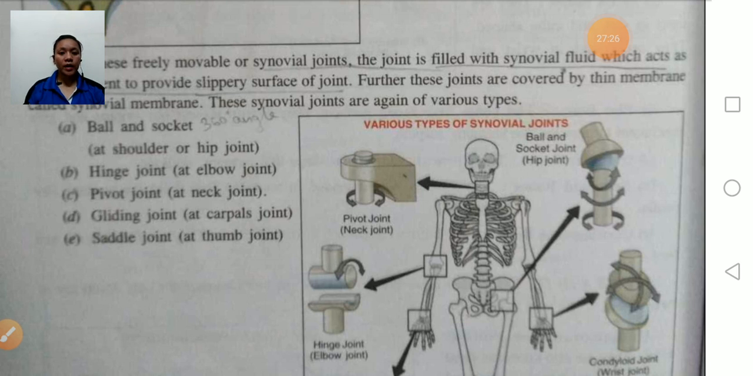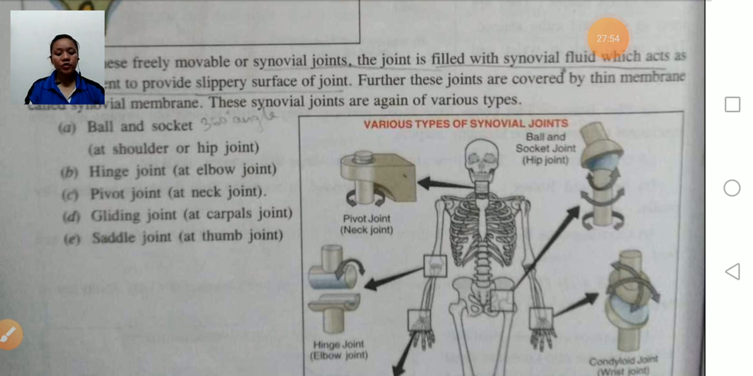Next is the pivot joint. The pivot joint is present at the neck, and it provides rotation movement. One bone acts as a pivot, and the other bone rotates around it.